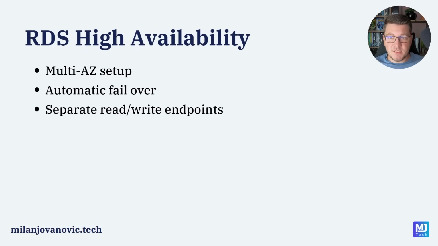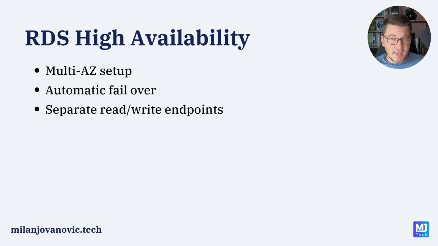So the multi-AZ setup allows us to have high availability with RDS by deploying multiple database instances in different availability zones. In that case, when the primary database goes down or the availability zone is cut off, you can have automatic failover to one of the availability zones that you have configured.